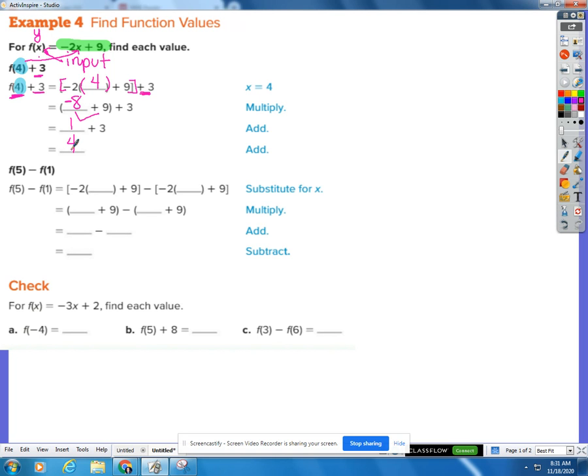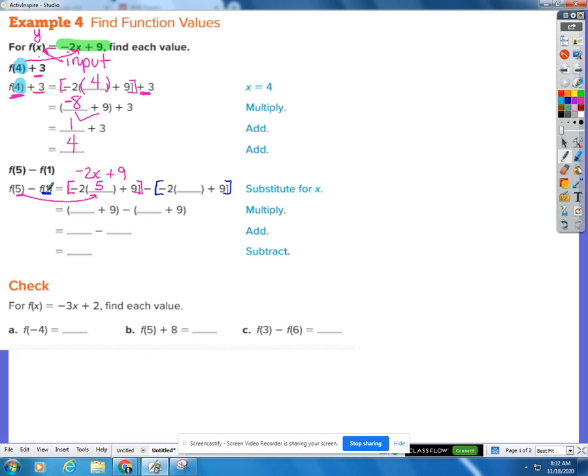In our second problem, we have a function of 5 minus a function of 1. So 5 is our input for the x in the first one. So in these brackets here, we're using that expression, negative 2x plus 9. And we're going to input that 5 for the x. In the second bracket, we have our second input, the f of 1.